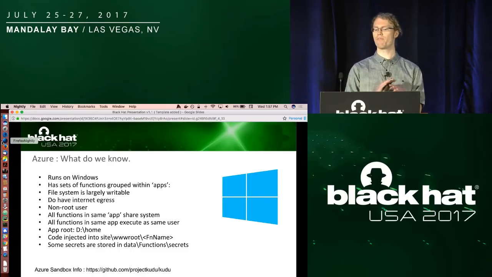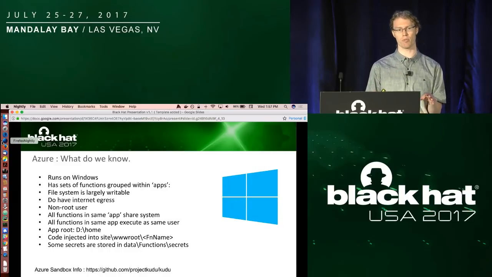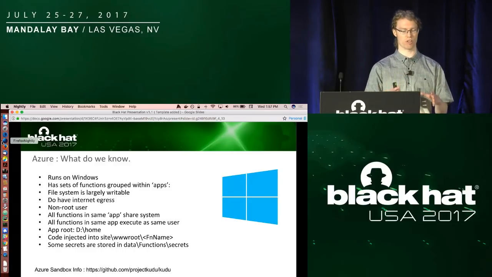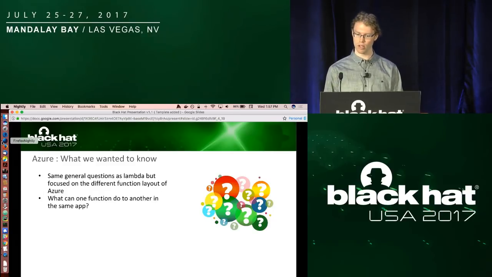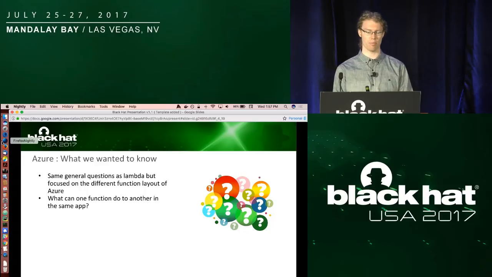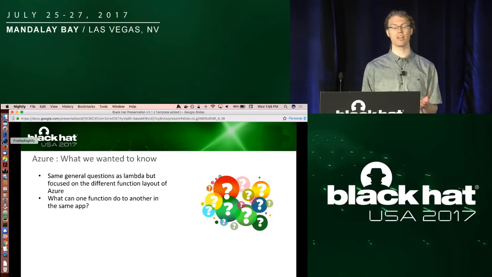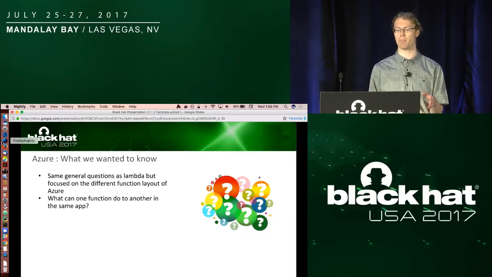So the reason that you would group functions within an app, before I go into the problems with that, is that from a metrics or resource management perspective, an app is one group of resources. So if you want to manage a set of things as one group, a lot of times it can make sense from that perspective to put it in an app. So we wanted to know the same general questions as Lambda, but instead of pivots through IAM, we wanted to know what one function can do to another within the same app.